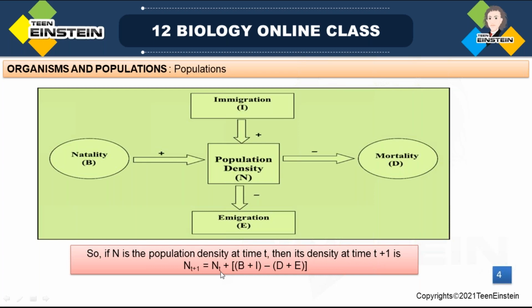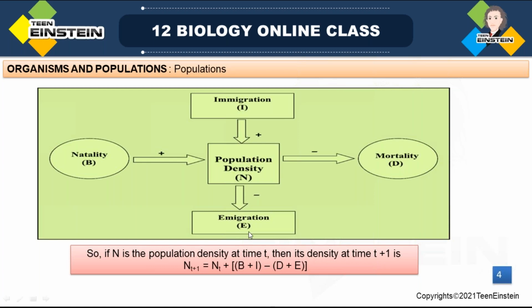Along with this previous population density, we need to add new births and immigrations, right? New births get added, plus immigration. Any new individuals coming to that population also will be added, because the number of individuals will be more at that particular time t plus 1. Then from that, we need to reduce the number of D. D shows mortality. Within that particular time, some individuals might have died. That number we need to reduce.